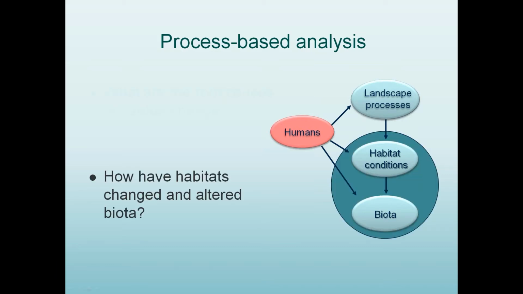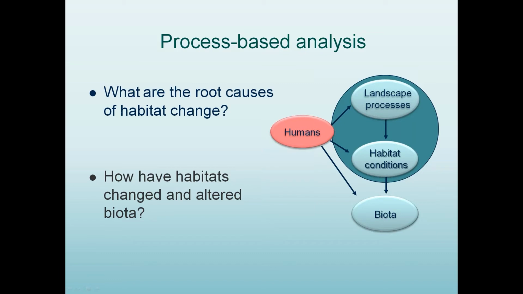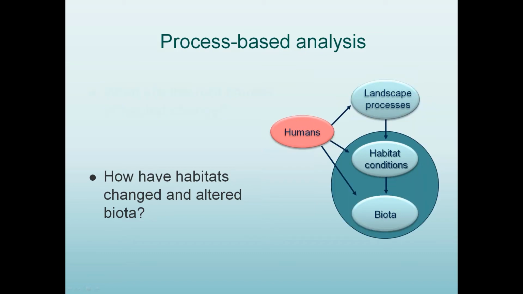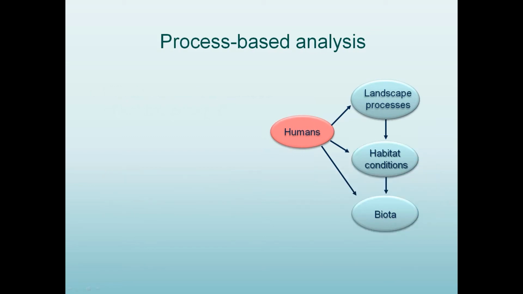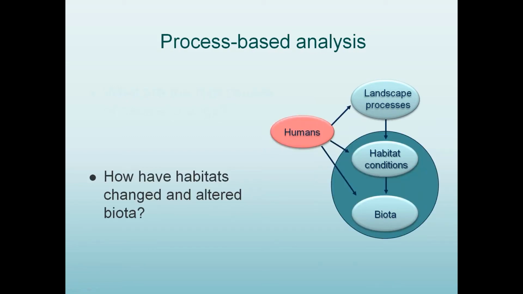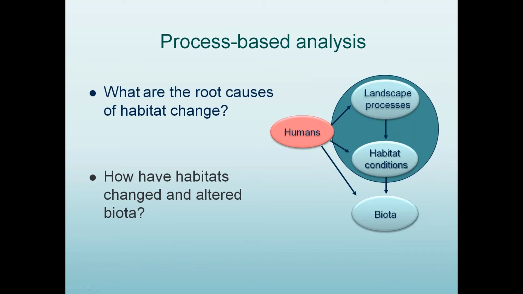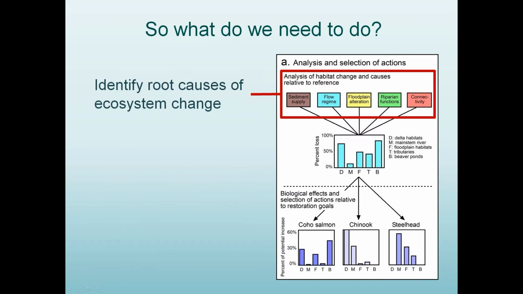In this case, we're going to focus on two questions. The first question being, how have habitats changed and what does that mean to the fish? In this case, we're talking about salmon populations. And then the second question, what are the root causes of the habitat change? So in this first one, we're looking at the lower linkage, the link between habitat conditions and the fish response. And then the upper one is, what are the root causes of habitat change? So what is it that actually makes the habitat the way it is, and what do we need to fix in order to allow it to come back?